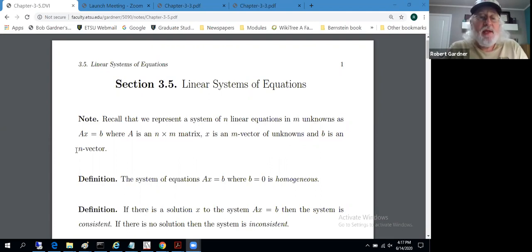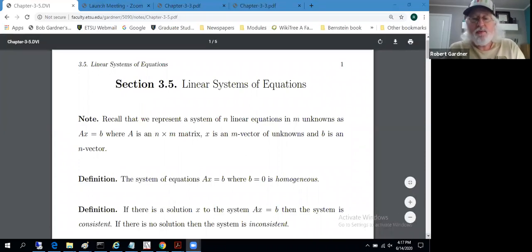And b is an n vector. If you look at the dimensions, one entry of b for each row of A, for each equation. So b is an n vector. So the dimensions line up as expected. Usual stuff, just a matrix vector representation for a system of equations.